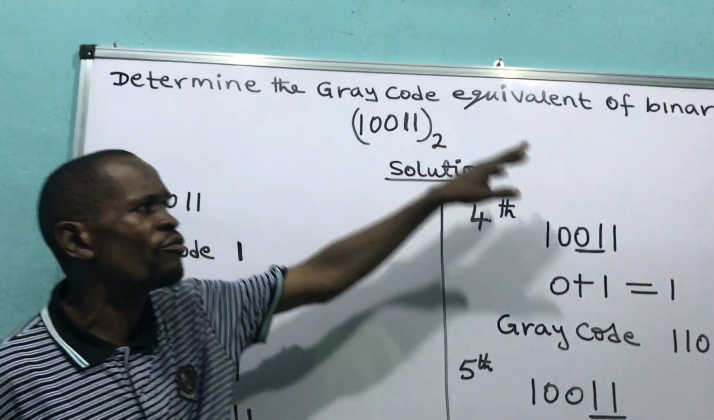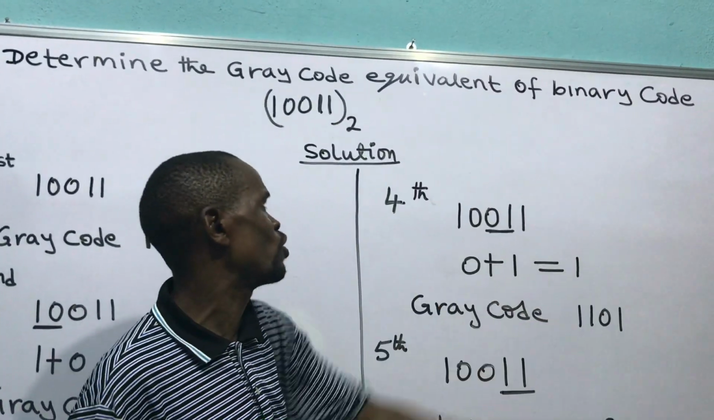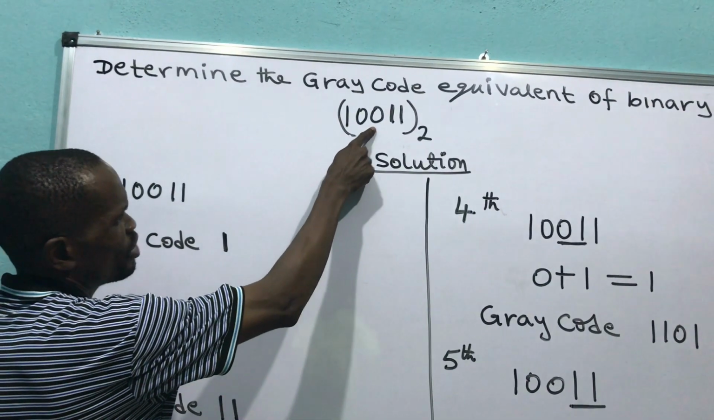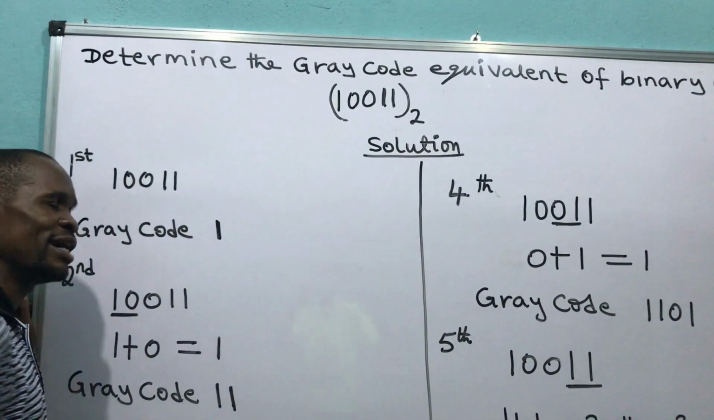In this video, I'm going to teach you how to determine the gray code equivalent of a binary code. Look at the binary code given to us: 10011 base 2. That's the binary code.